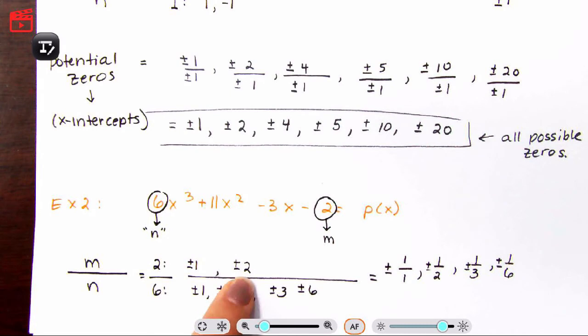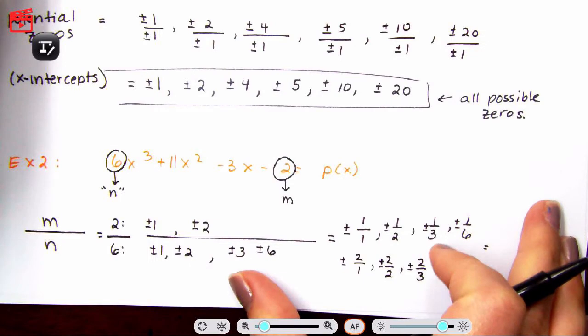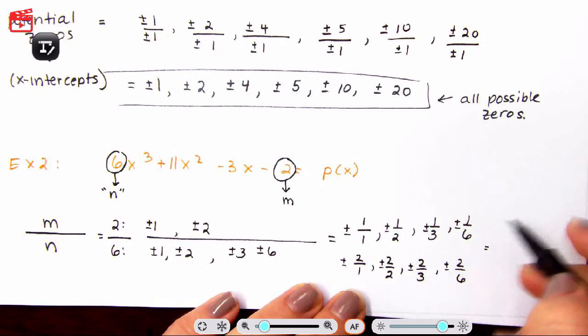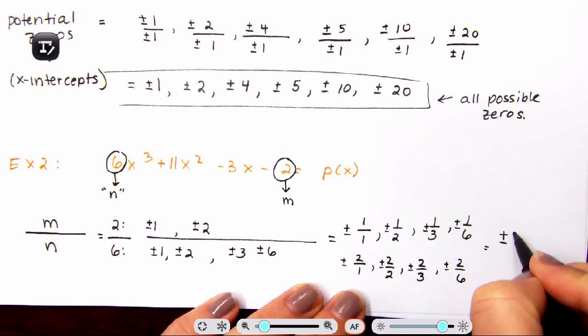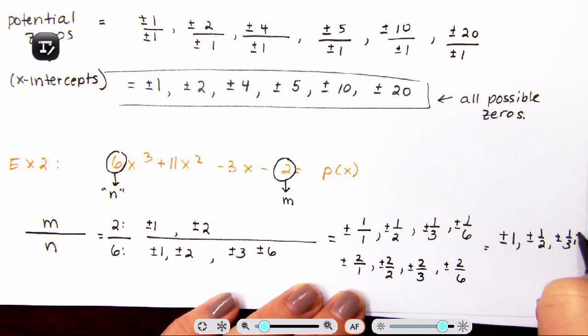And then now I have another numerator. So now I have 2 over 1, 2 over 2, 2 over 3, and 2 over 6. Again, all of these are plus or minus. These are all of my potential zeros. Let's simplify this, make this prettier. 1 divided by 1 is just 1. I have a 1/2, I have a 1/3, and I have a 1/6.